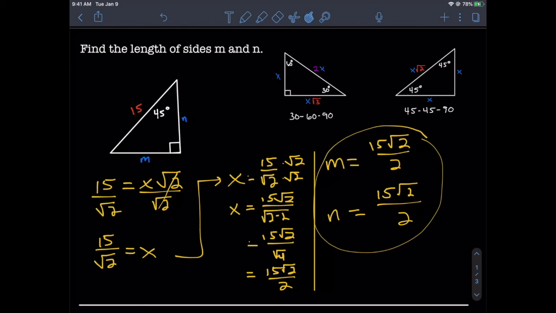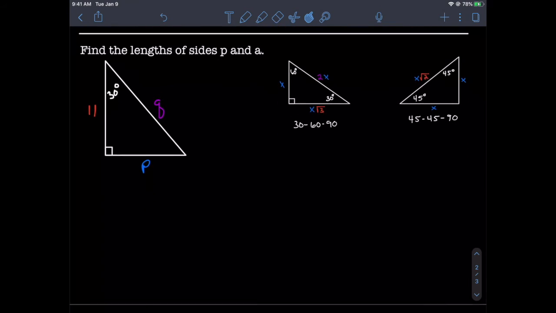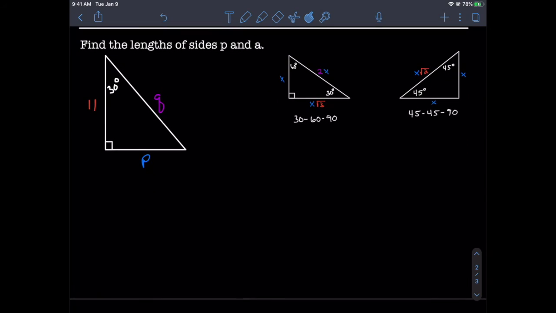So what we learned? We learned that sometimes we're going to have to rationalize, and we got to get good at that. Last example, find the lengths of P and, well, Q. Dang iPad with the typos. Alright, anyway, we're going to try to figure out which triangle we're starting with here, and we got the 30-degree angle. That puts us in the 30, 60, 90 triangle. There we go. Next, we got to determine which side we're starting with here, and we see that we have the adjacent side to the 30-degree angle.